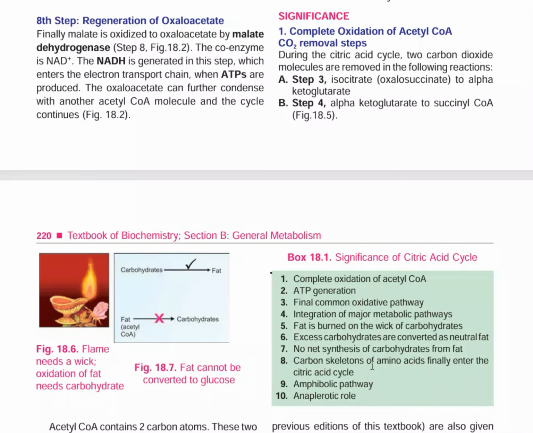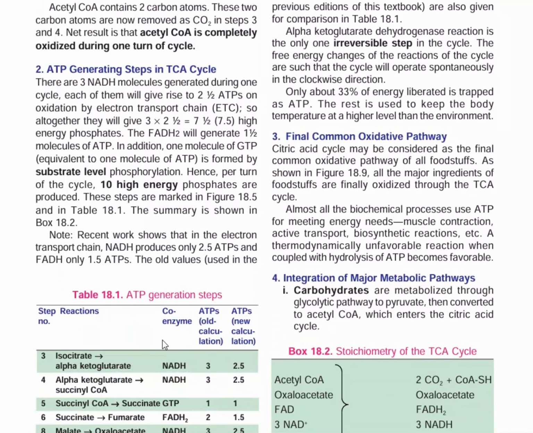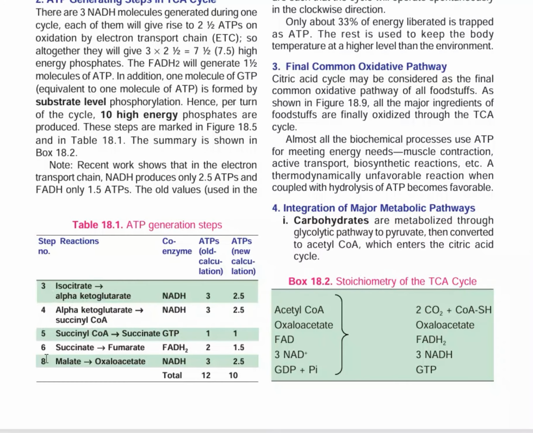So we'll first discuss the energetics of the TCA cycle, how ATP is generated. As we know, in the steps in this table, you will see there are 5 steps where ATP is produced. Number one, in step number 3, isocitrate is converted to form alpha ketoglutarate.